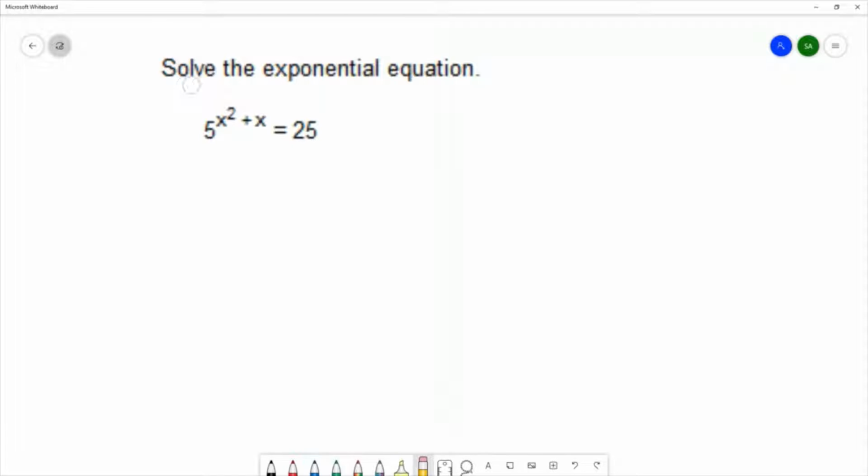For this question, we want to solve the exponential equation 5 to the x squared plus x equals 25. Looking at the bases in this example, I've got a base of 5 on the left and a base of 25 on the right. Because 25 is the same thing as 5 squared, that means I'm going to be able to write both sides of this equation with the same base. So I'll solve this equation using the relating the bases method.